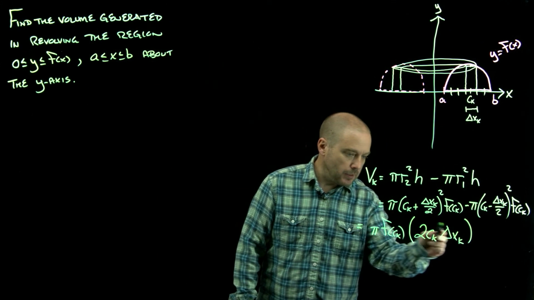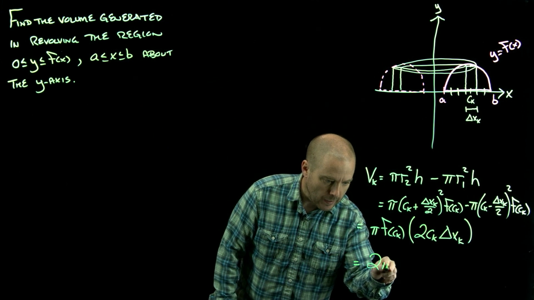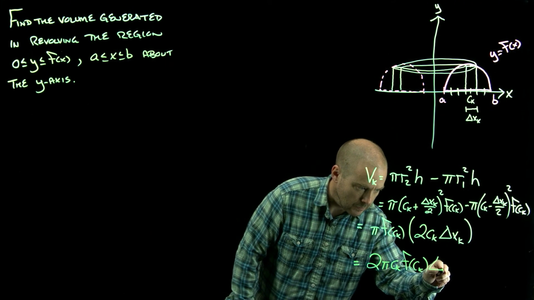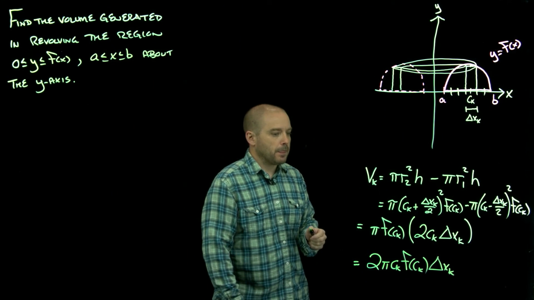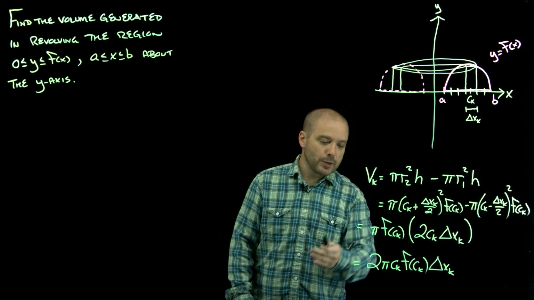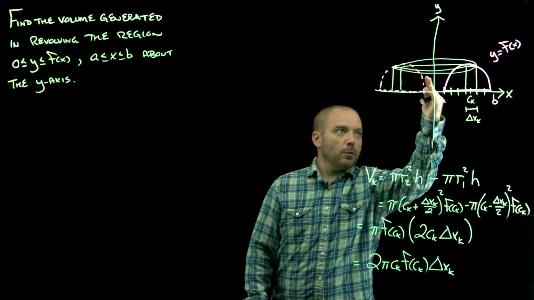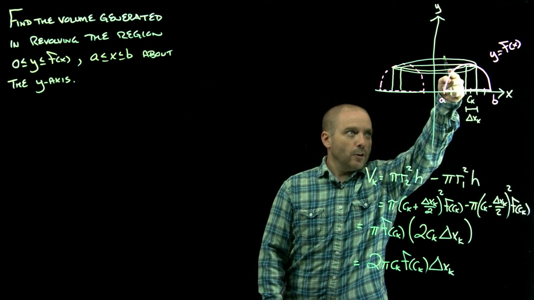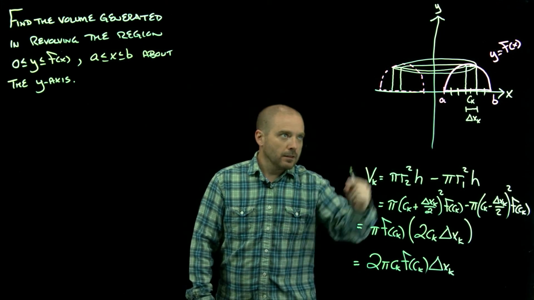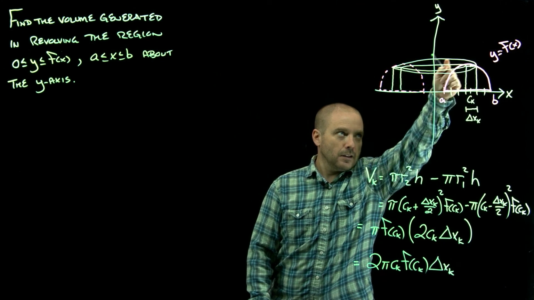Now, I'm just going to neaten this up a little bit. I'm going to write it as 2 pi c sub k f at c sub k delta x sub k. Now we have something that looks like a Riemann sum, right, or the terms of a Riemann sum. So the idea now is we have this cylindrical shell, but there would be n rectangles, each one of those rectangles getting revolved, creating another paint can. Those paint cans will be different heights, different radii as we move out and up and down with the curve.